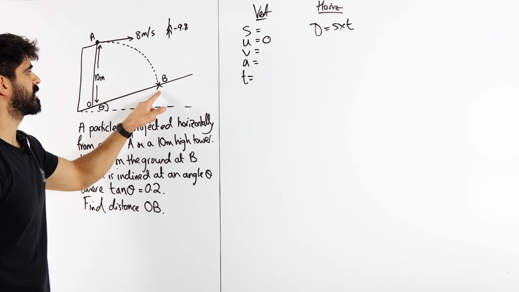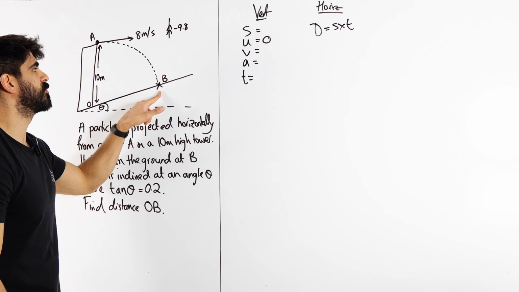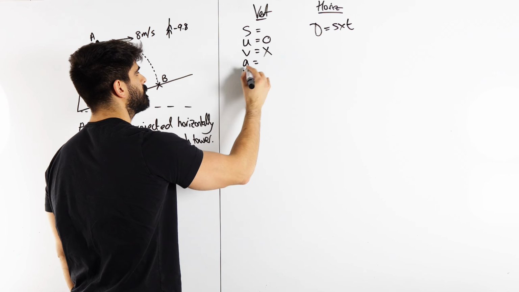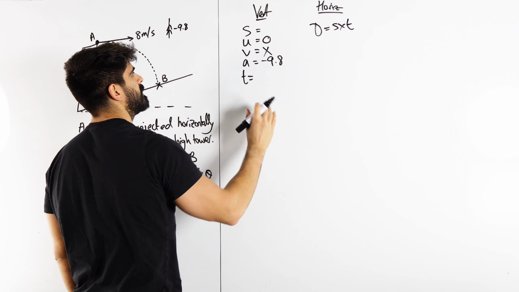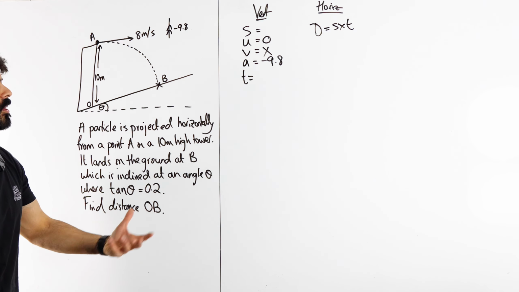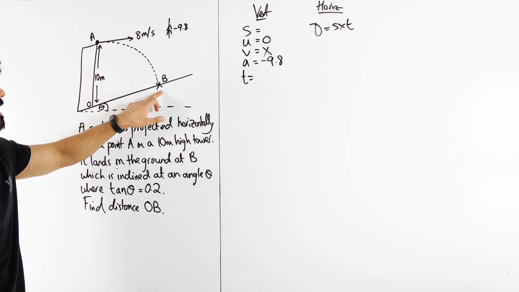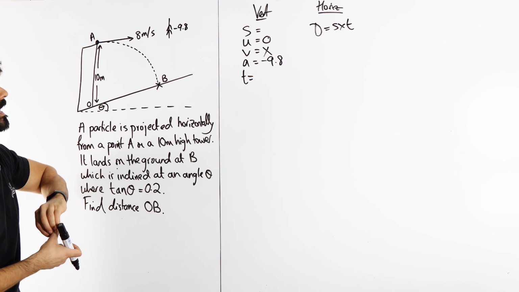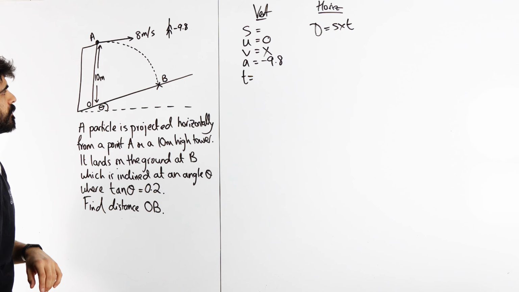Now we're obviously interested in B. What do we know at B? Do we know its vertical speed? No, we don't. A is minus 9.8, and then there's t. So we've got to ask ourselves, are we more interested in the time here or the distance? Well, we'll figure that out once we consider the horizontal.